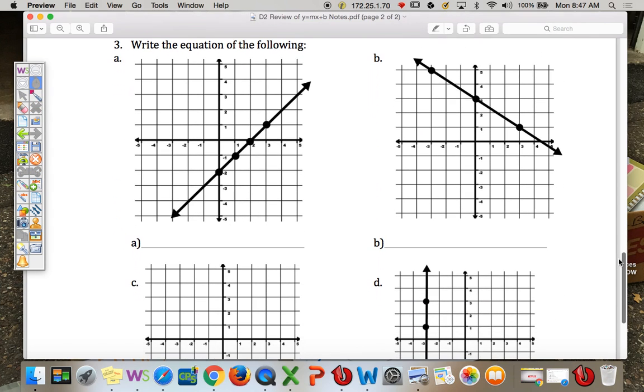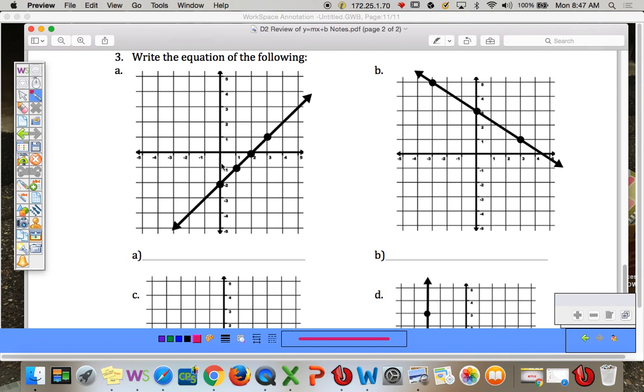All right, write the equation of each of the following. So this one, I like to start with the y-intercept. So the y-intercept is -2. Our slope is positive, and we're going up 1 over 1. So our slope is 1. So 1x, or just x.